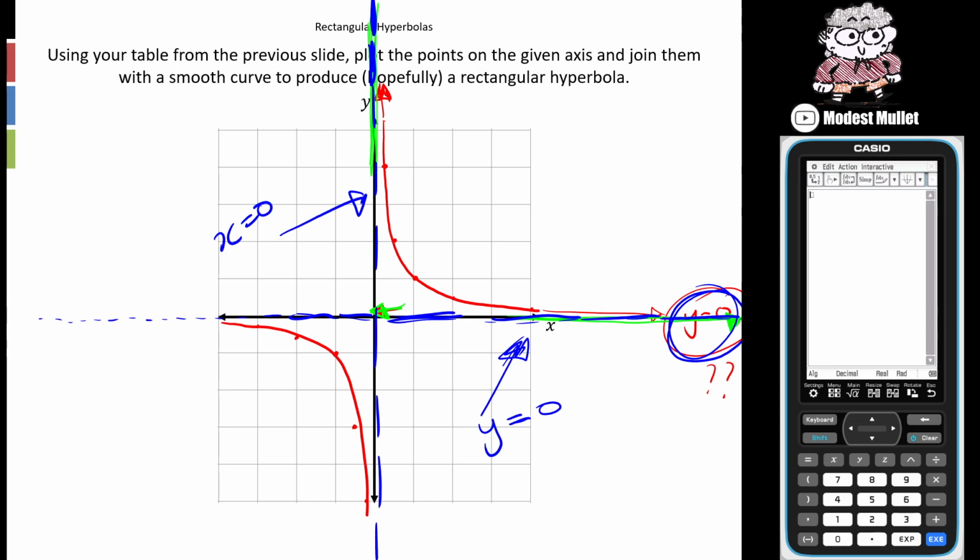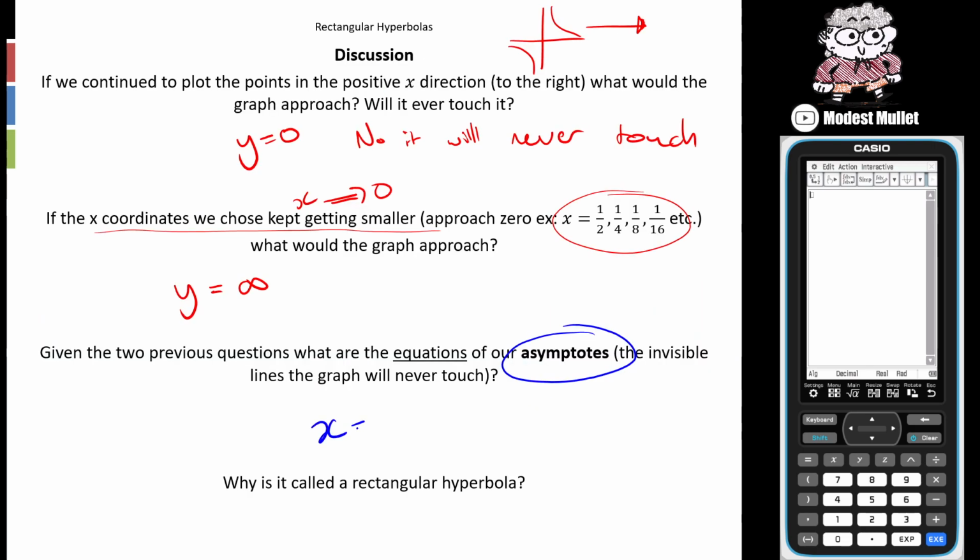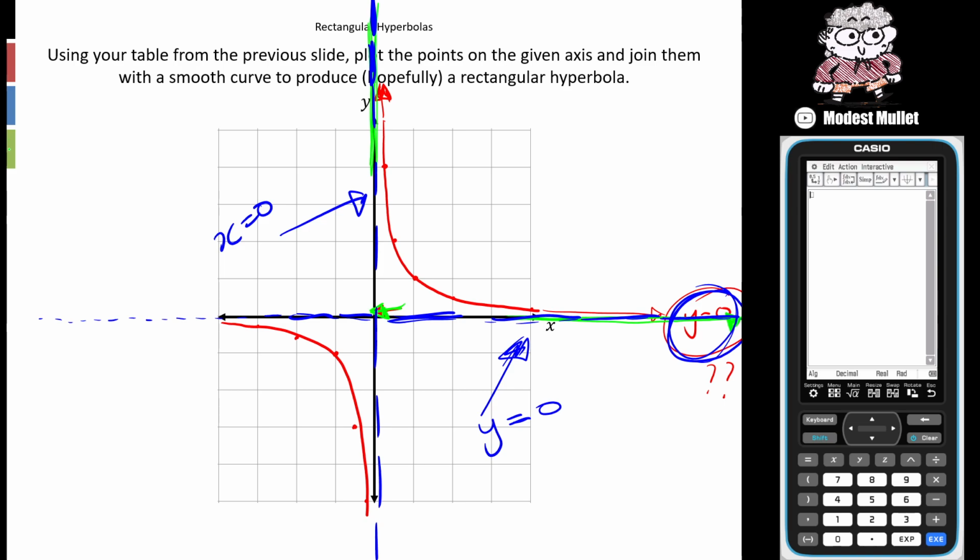Our asymptote equations are effectively telling us what the values are that we can never achieve with this function. Well, in this case, we can never get x equals 0 and we can never get y equals 0. So x equals 0 and y equals 0. And why is it called a rectangular hyperbola? Well, it's called a rectangular hyperbola because these two asymptotes are at right angles to each other.